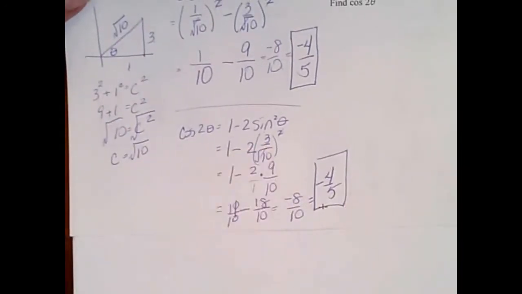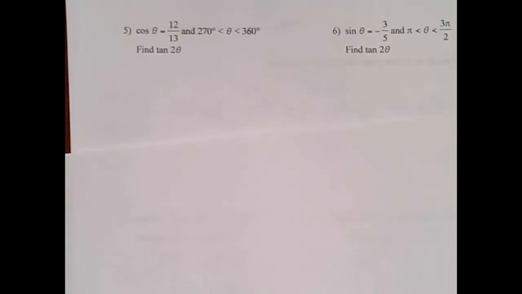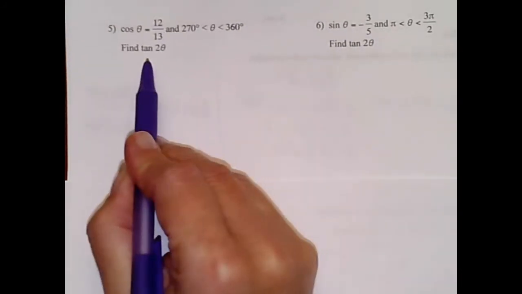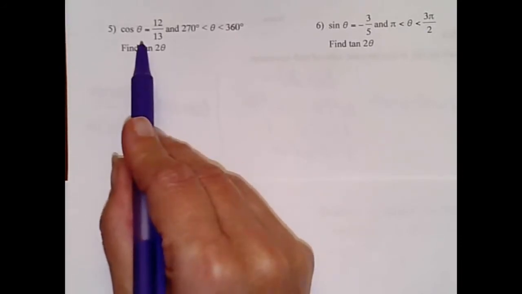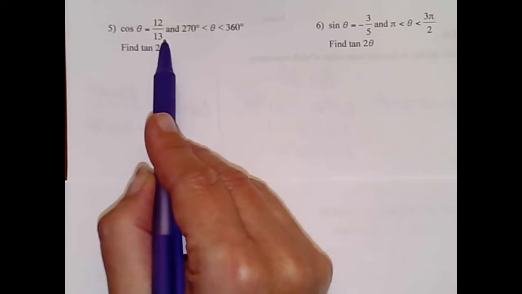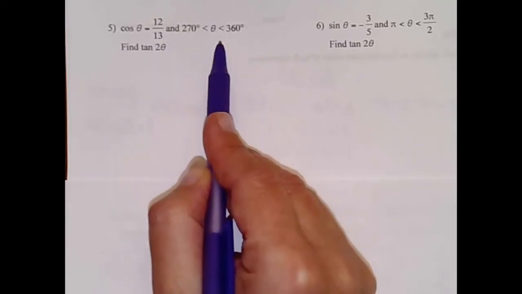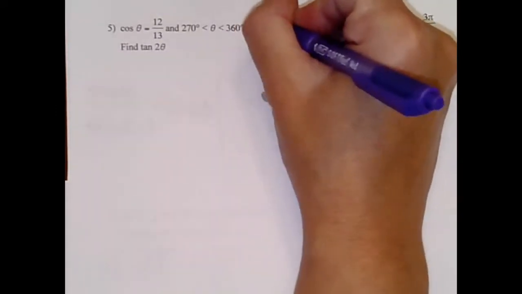Let's move on, and let's try number 5. So number 5 is an example of our double angle formula for tangent, so tan 2 theta. So first thing we have to do is use this equation in this quadrant, build our triangle. This is Q4. So let's find out where Q4 is. It's going to be over here somewhere.